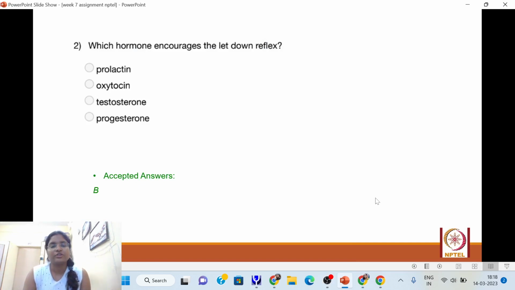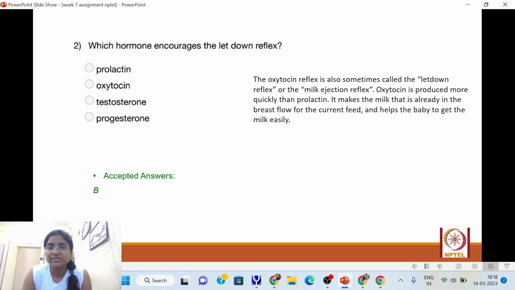Yes, the oxytocin is the hormone which encourages the let down reflex. So, this is a new term. What is a let down reflex? The oxytocin reflex is also known as the let down reflex or the milk ejection reflex. What is it? It is the milk ejection reflex.